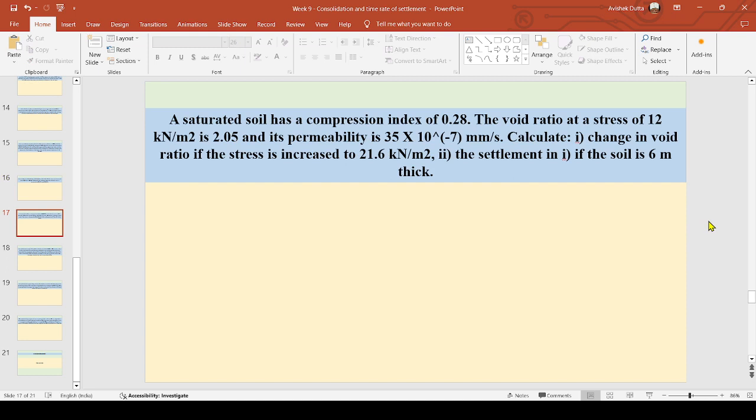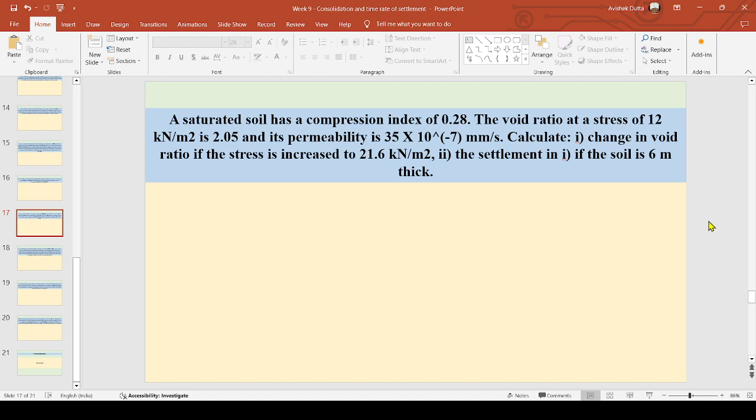Simple question. A saturated soil has a compression index of 0.28, void ratio at a stress of 12 kilonewton per meter square is 2.05, and the permeability is 35 into 10 to the power minus 7 mm per second. To find out the change in void ratio, the stress is increased to 21.6 kilonewton per meter square, and the settlement in the first case, the soil is 6 meter thick.